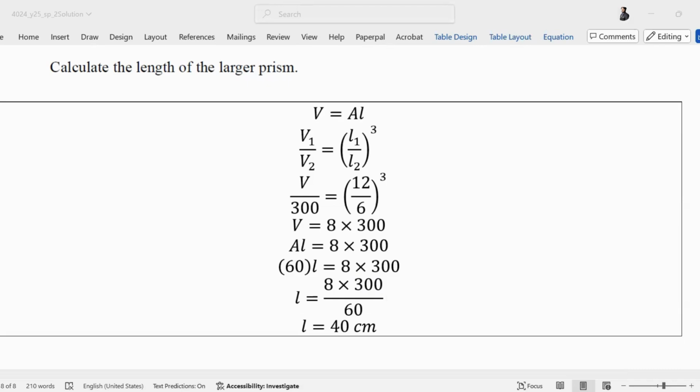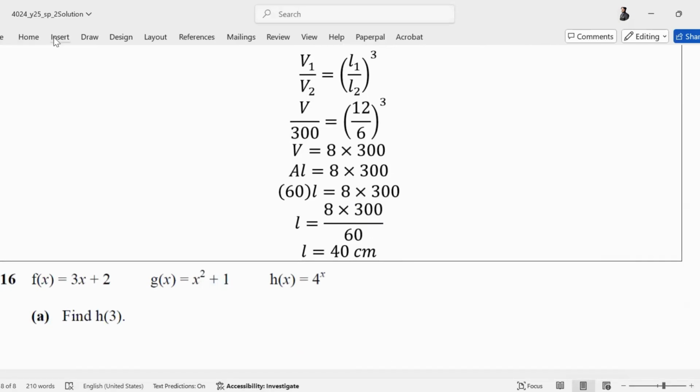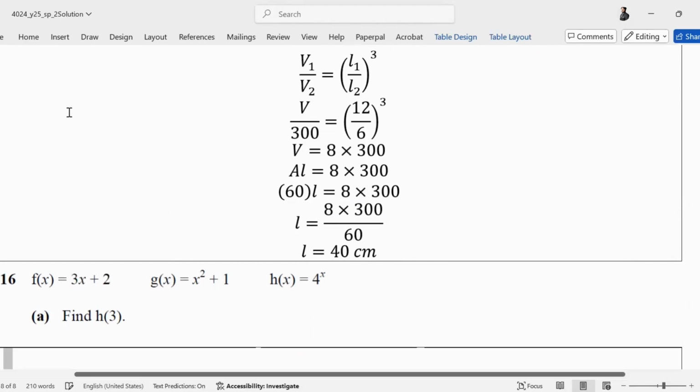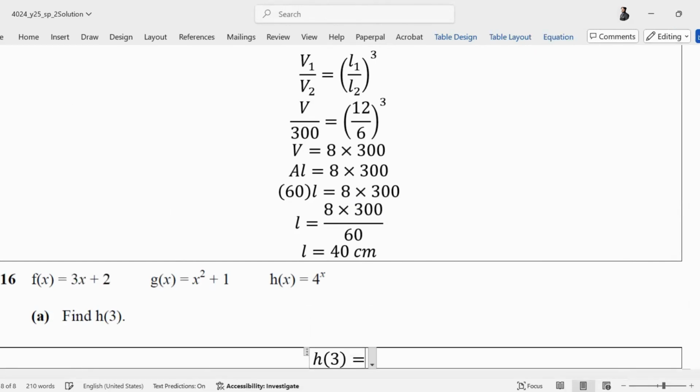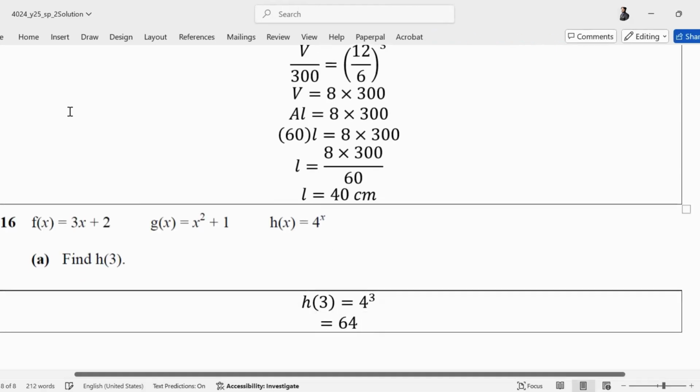Now it has asked us h of 3. What does that mean? I need to plug in input 3 in the function h. So that will be 4 to the power 3, which is basically the cube of 4, which is 64.